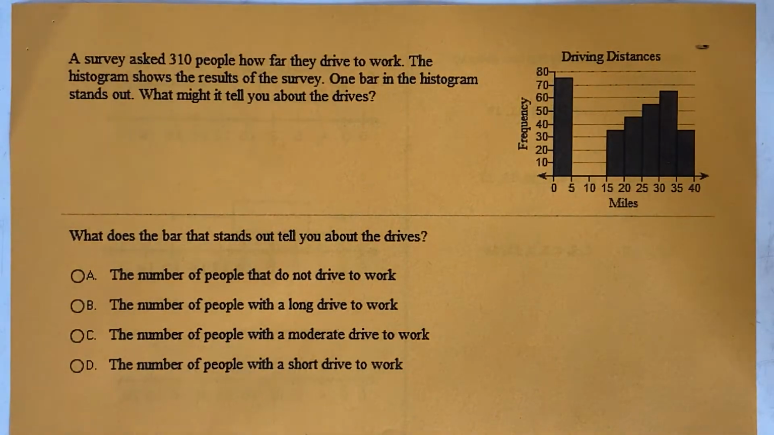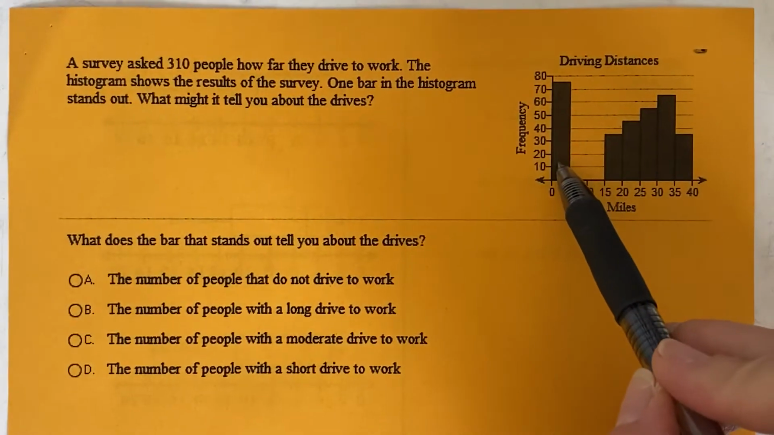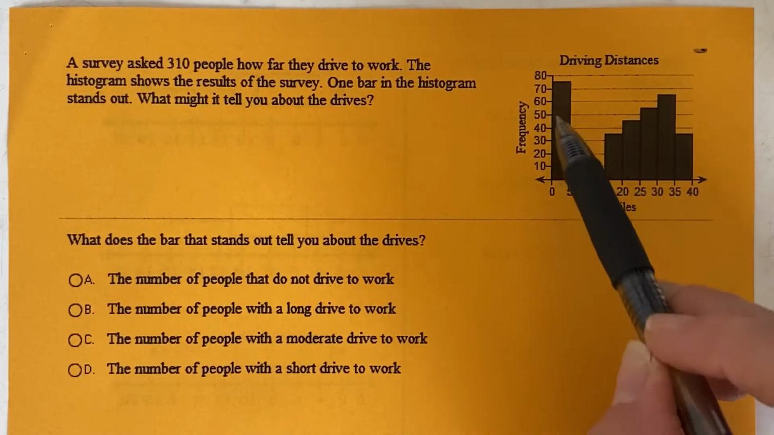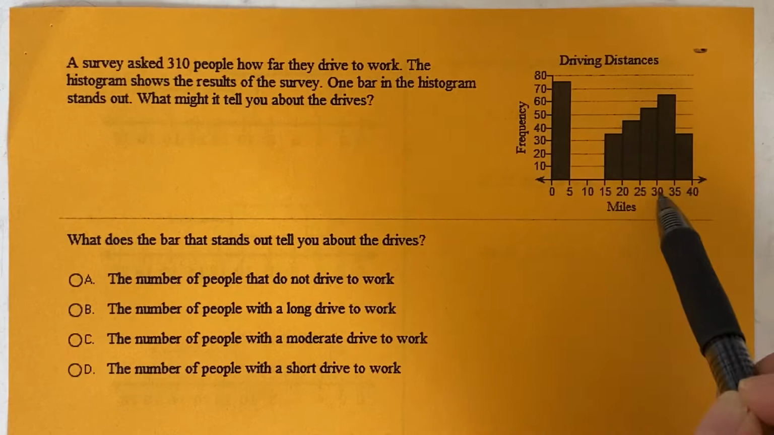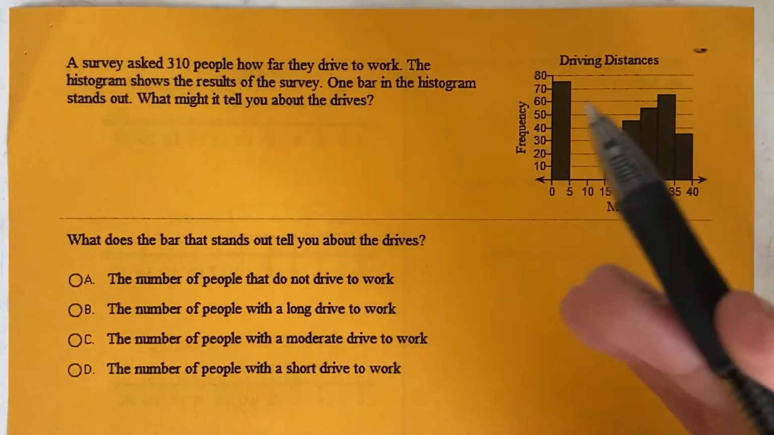All right, the first question says, a survey asked 310 people how far they drive to work. The histogram shows the results of the survey. One bar in the histogram stands out. What might it tell you about the drives? So here's our histogram. If you didn't already identify the one that's standing out, I would say for sure it's this one. Not only is it separated from the rest of the data, it's also the tallest of all the columns. So that one's standing out.